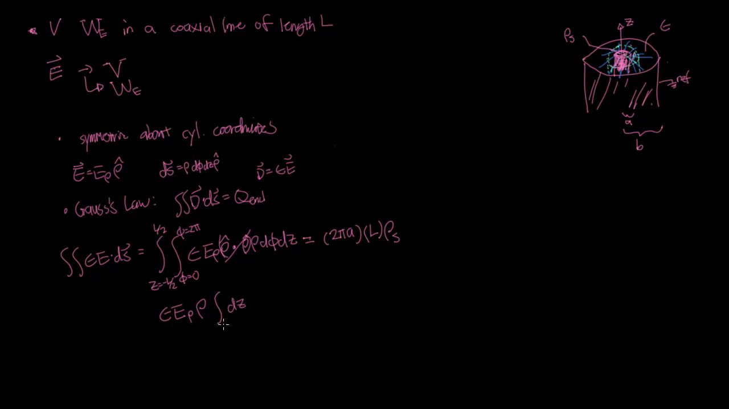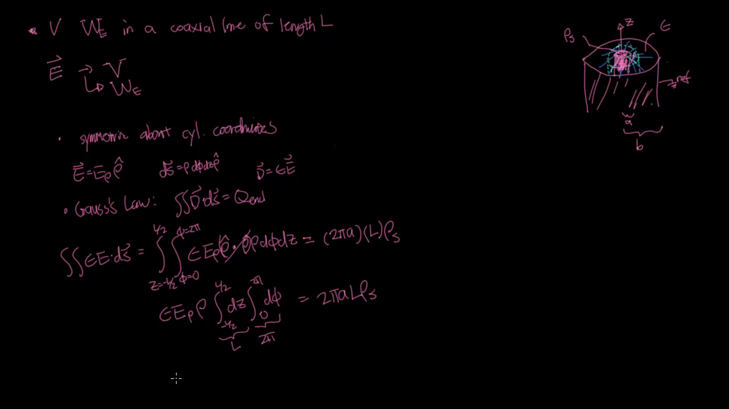And then you have dz from minus L over 2 to L over 2, and our phi component, d phi from 0 to 2 pi. These are pretty simple integrals. This is going to be equal to L. This is going to be equal to 2 pi. And that's going to be equal to 2 pi a L rho s.